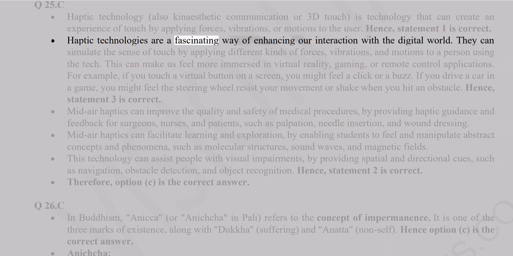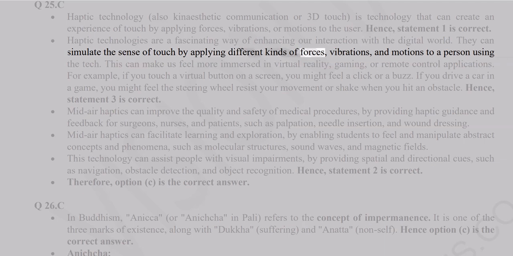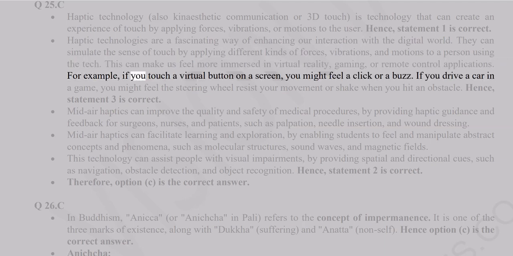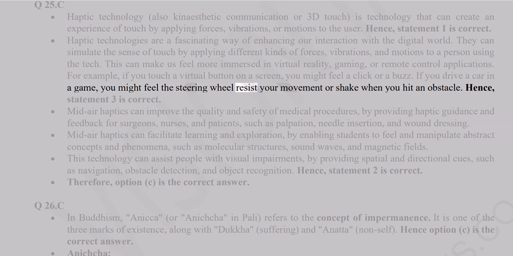Haptic technologies are a fascinating way of enhancing our interaction with the digital world. They can simulate the sense of touch by applying different kinds of forces, vibrations, and motions to a person using the tech. This can make us feel more immersed in virtual reality, gaming, or remote control applications. For example, if you touch a virtual button on a screen, you might feel a click or a buzz. If you drive a car in a game, you might feel the steering wheel resist your movement or shake when you hit an obstacle. Hence, statement 3 is correct.